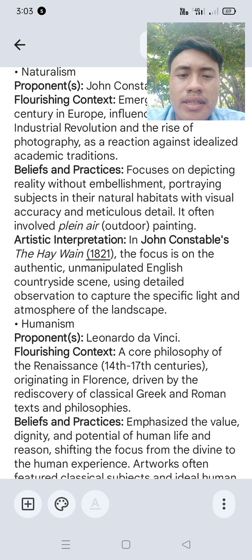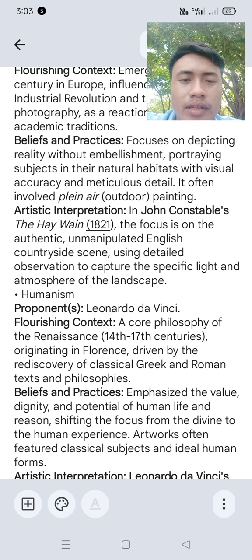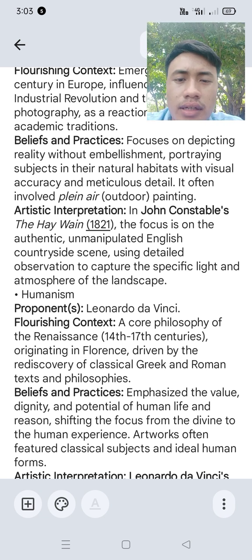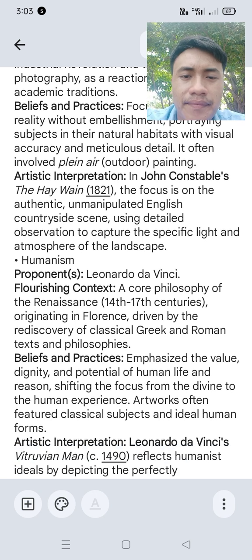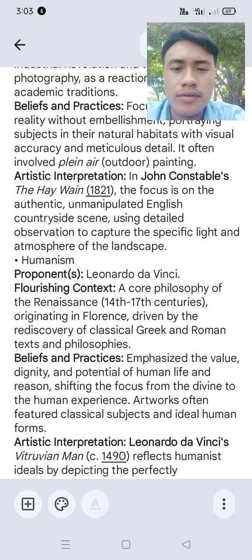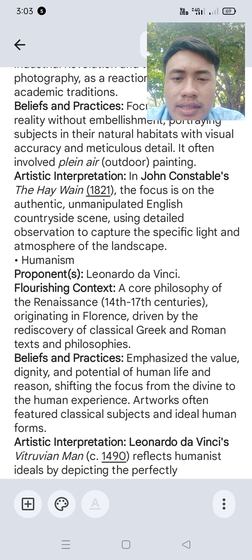Artistic interpretation: in John Constable's The Hay Wain, 1821, the focus is on the authentic and unmanipulated English countryside scene, using detailed observation to capture the specific light and atmosphere of the landscape.